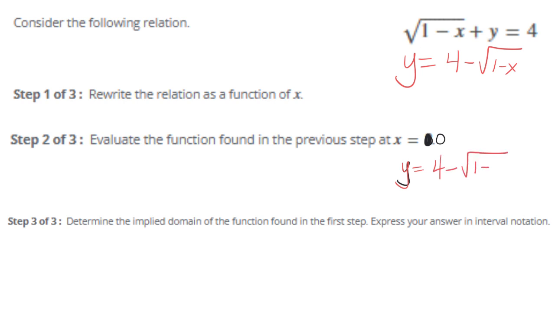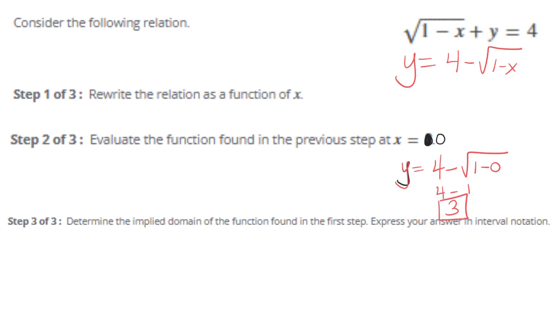So then I'm going to have a 1 minus 0 in the radical. So now just to evaluate this, 1 minus 0 is really just 1, and the square root of 1 is just 1. So I really end up with just 4 minus 1, which is just a 3. So that's what we would get on that one.